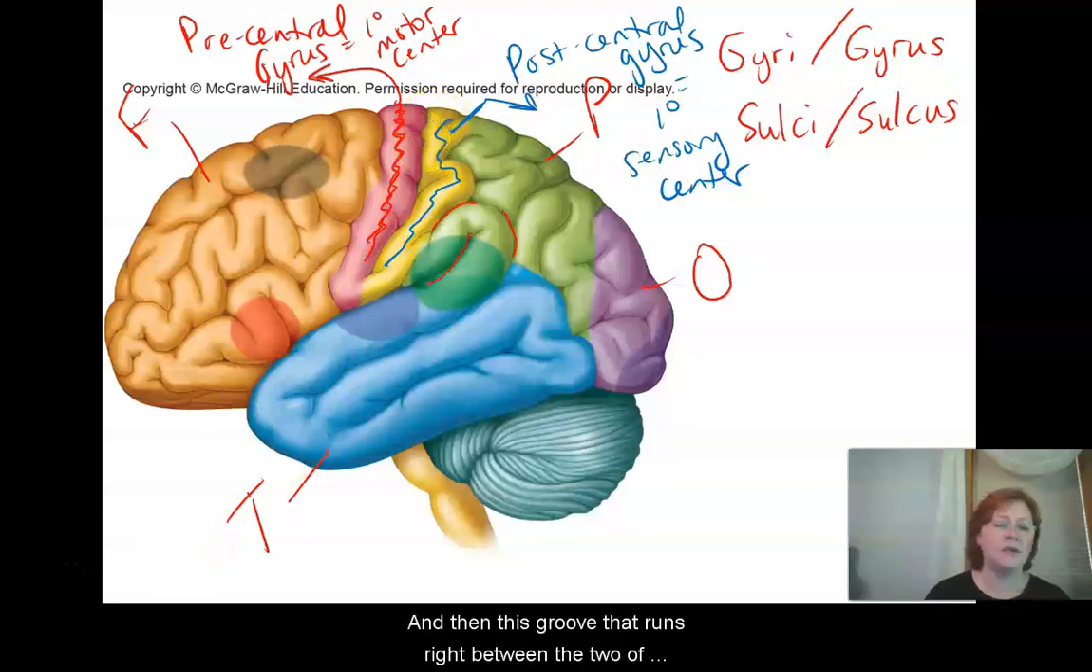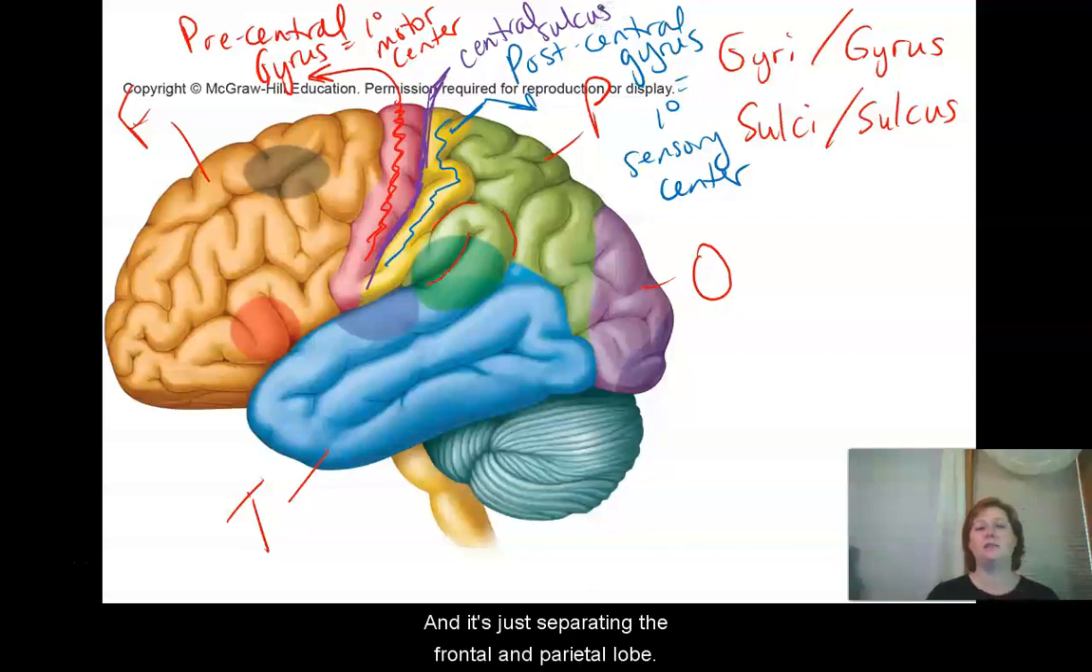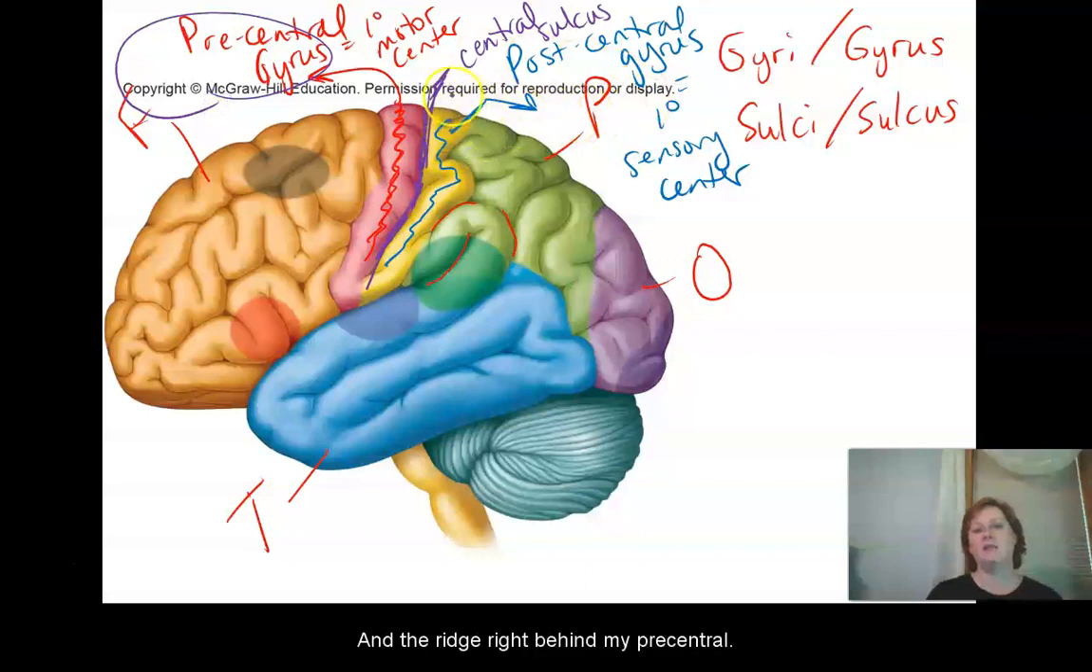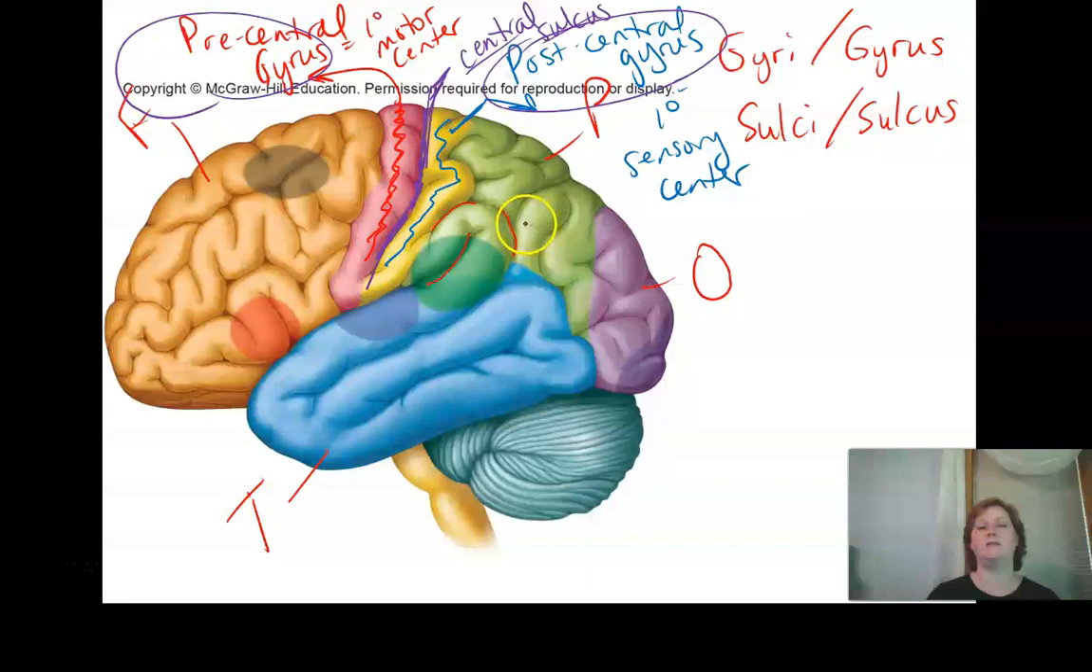And then this groove that runs right between the two of them is a sulcus here. And it cuts the brain or the cerebrum almost in half. So this is my central sulcus, and it's just separating the frontal and parietal lobes. So the ridge right in front of the central sulcus is my precentral gyrus, and the ridge right behind my central sulcus is my postcentral gyrus.